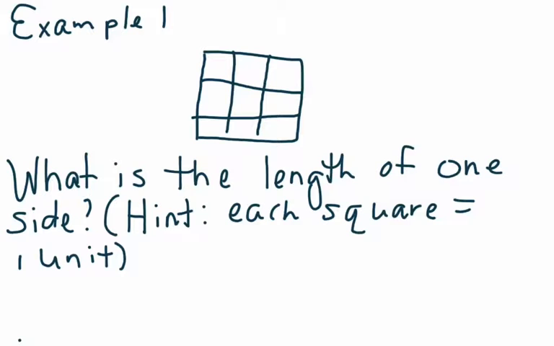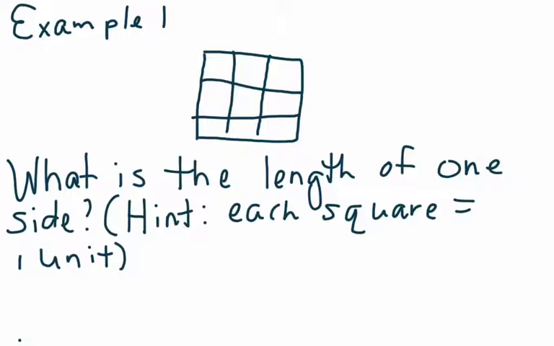Okay, we're going to start with example 1. I drew the square that you should see in your book that has 9 parts in it. And the first question asks, what is the length of one side of this square? And the hint that I wrote is each square equals 1 unit. Even though my units are not perfectly square, like your book, each square represents 1 unit.